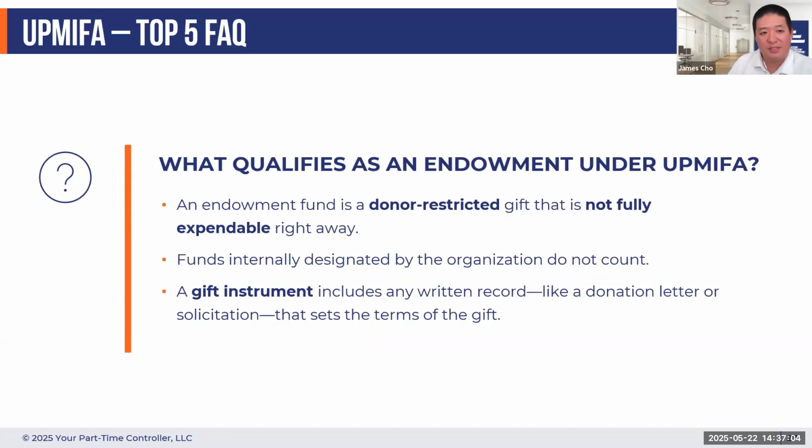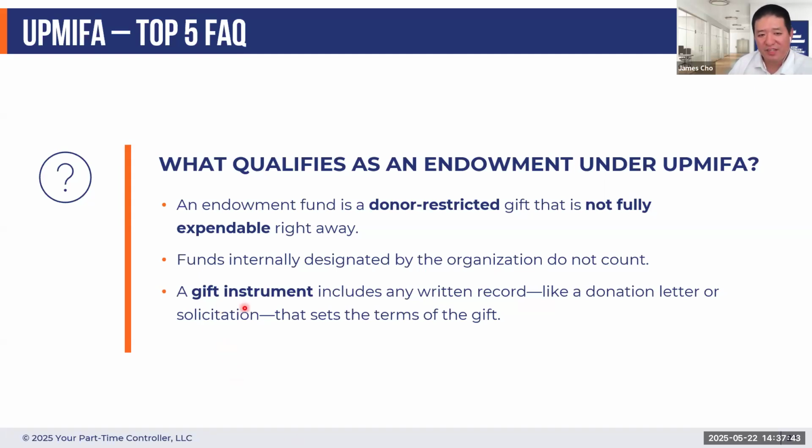Question 2, what qualifies as an endowment under UPMIFA? An endowment fund is a donor restricted gift that is not fully expendable right away, and that's from the UPMIFA Act. What's not included is anything board designated or unrestricted; it is not covered under UPMIFA. If it's not coming from a donor, then UPMIFA is not going to care what you do internally with your unrestricted funds.